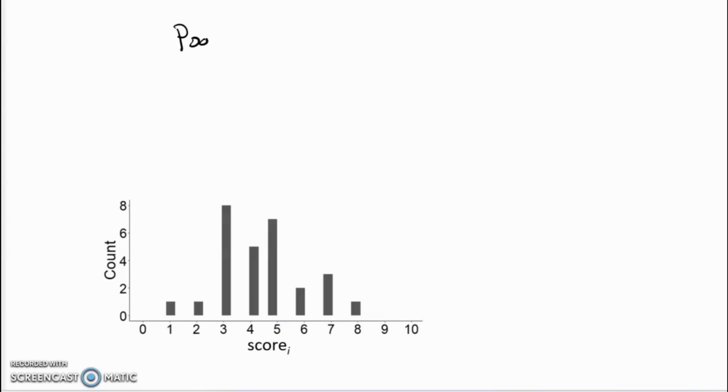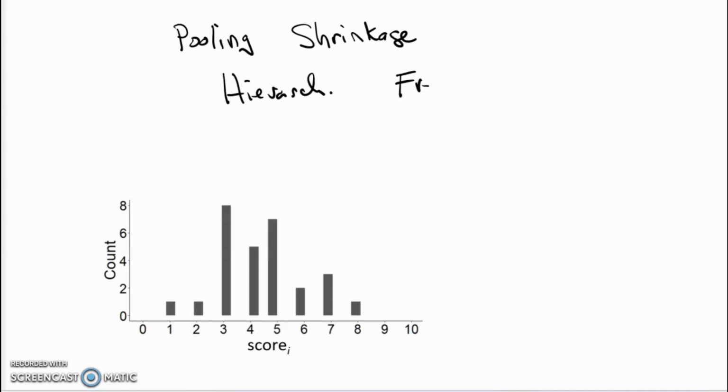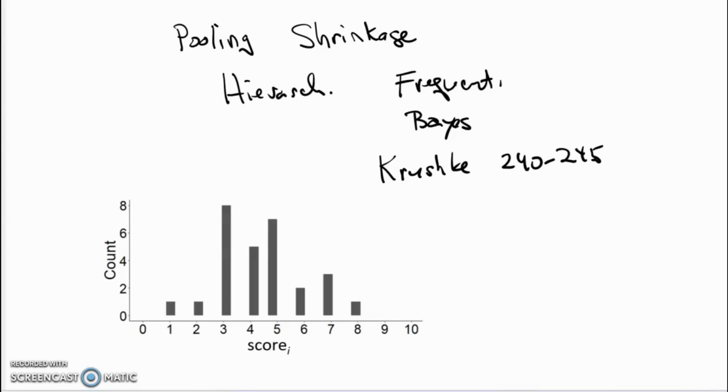The purpose of this video is to explore two linked concepts. The first one is pooling. The second is shrinkage. These are associated with hierarchical models, and they're going to occur irrespective of whether the mode of analysis is Frequentist or Bayesian. To explore these ideas, I'm going to take an example from Kruschke, pages 240 to 245 with a few modifications.